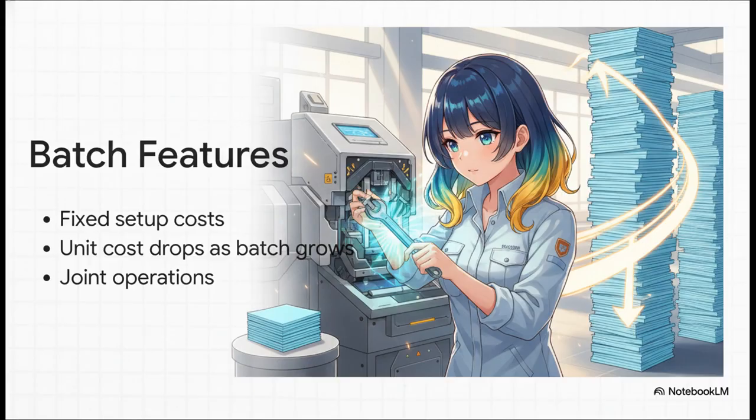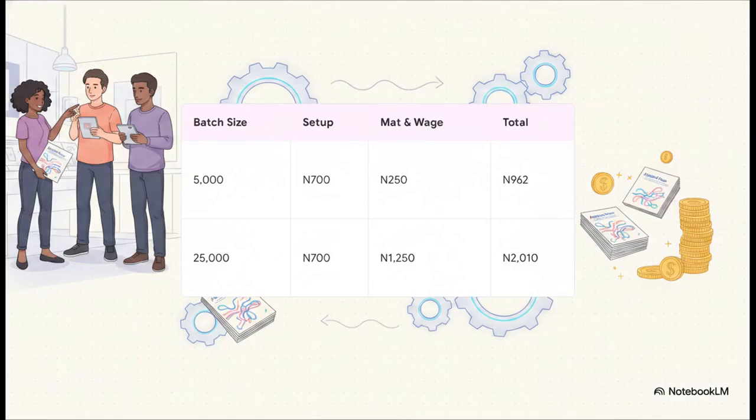Pretty smart, right? And this brilliantly illustrates the absolute power of batching. Look at the Angingba Press example. Notice how the setup and fixed overheads cost 700 naira, whether they print 5,000 booklets or 25,000 booklets. That 700 naira setup cost absolutely does not change. It stays completely fixed. Now, of course, the materials and wages do go up because, well, they're printing more books, which results in a higher total cost for the larger batch.